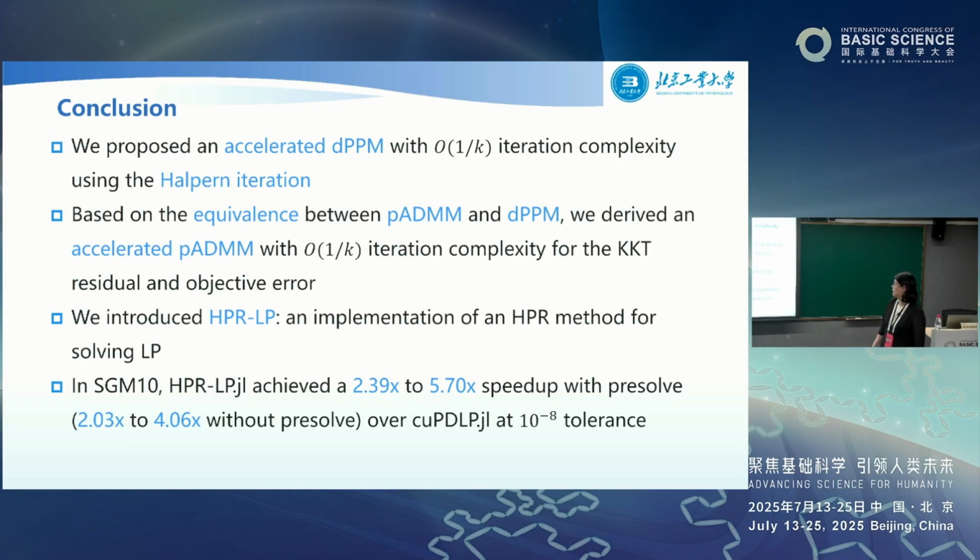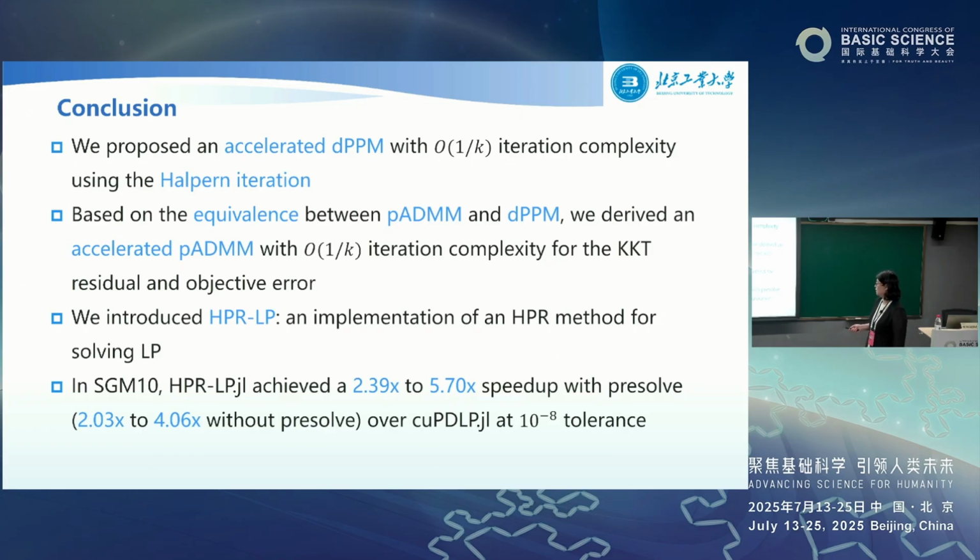So finally, I give a conclusion. We propose an accelerated degenerate proximal point method with big O 1/k iteration complexity, using the Halpern iteration. Based on the equivalence between PADMM and DPPM, we derive an accelerated PADMM with big O 1/k iteration complexity for the KKT residual and the objective error. We introduce HPR-LP, an implementation of an HPR method for solving large scale LP problems.